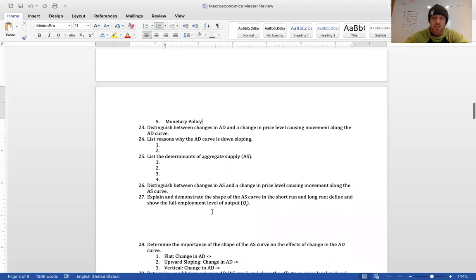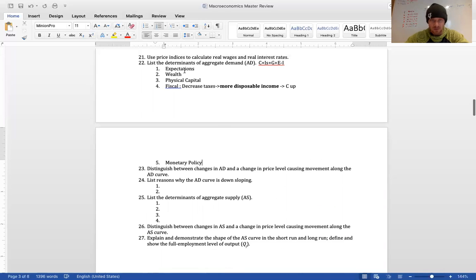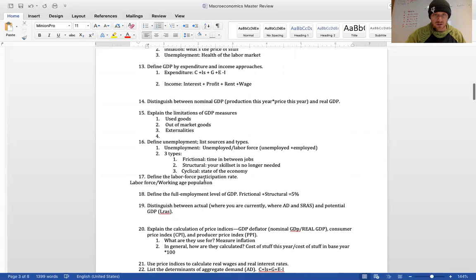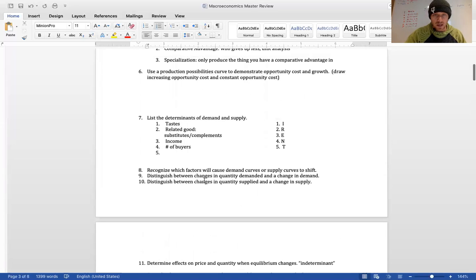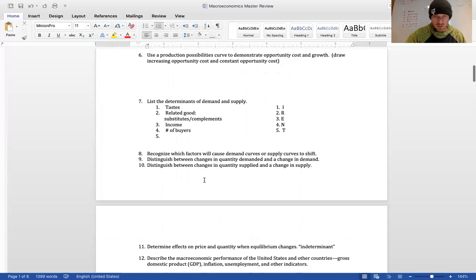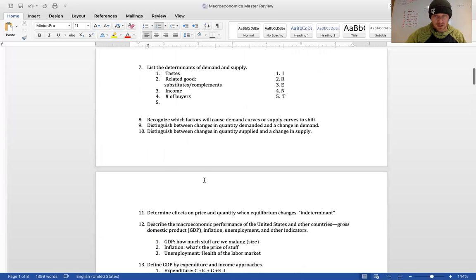23, distinguish between changes in aggregate demand and a change in price level causing movement along the aggregate demand. Change in aggregate demand is if any one of these 5 things happen. Anything causes this whole curve to shift. Change in price level causing movement along, this happens from a shift in short-run aggregate supply. If something causes the short-run aggregate supply to move, you move to a new point on the aggregate demand. This is very similar to what we were talking about back on numbers 9 through 11.